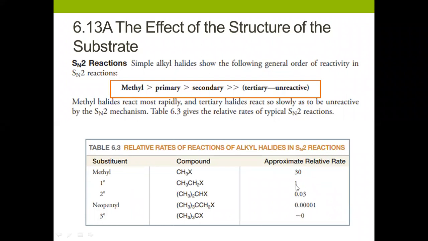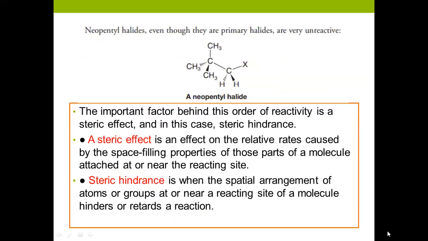is 1 only, and 2 degree is 0.03. Neopentyl is 0.001, and particularly for 3 degrees, almost no reaction happens. In fact, neopentyl and 2 degrees are already also very, very slow reactions. Since the reaction is fast with only methyl and 1 degree, in the SN2 reaction, it is more preferred with methyl and primary as compared to the others.